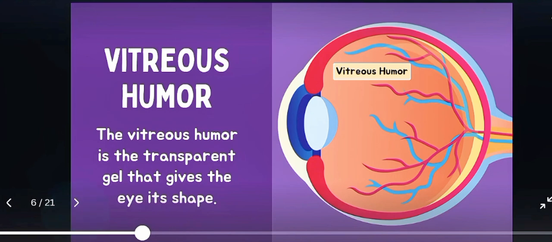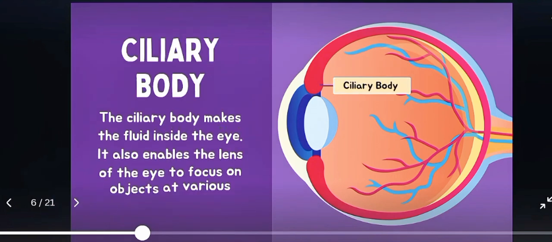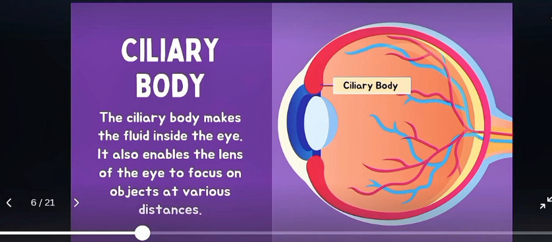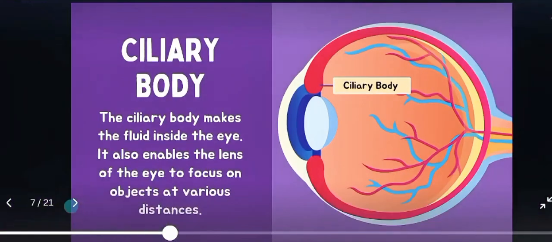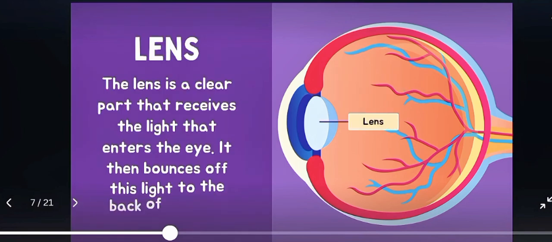Next, ciliary body. So the ciliary body makes the fluid inside the eye. It also enables the lens of the eye to focus on objects at various distances. Next, lens. The lens is a clear part that receives the light that enters the eye. It then bends this light to the back of the eye.